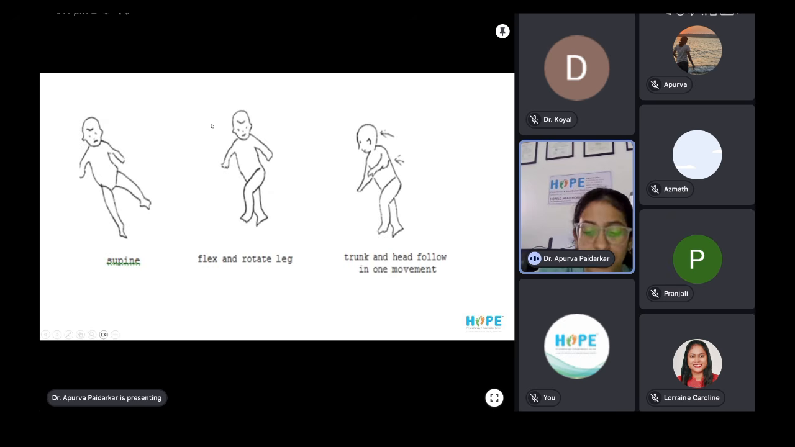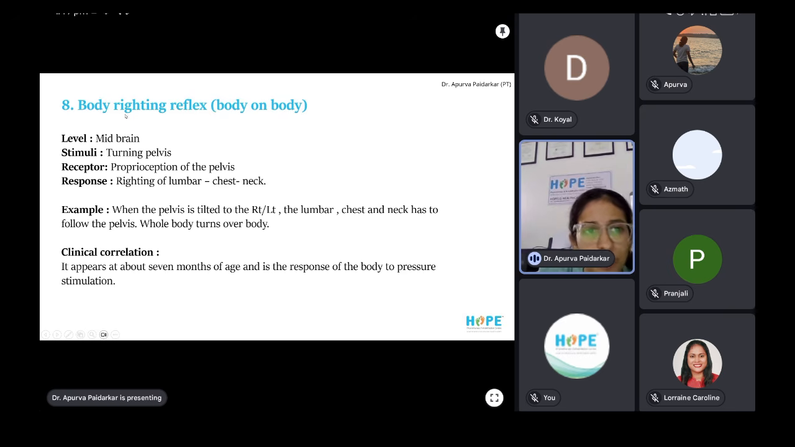Now the next is body on body, that is the body righting reflex. The level is midbrain, the stimulus is turning first the pelvis, whereas before it was the neck. Here it is the pelvis, the receptor would be proprioception of the pelvis, and the response will be righting of the lumbar followed by the chest and neck. So for example, when the pelvis is tilted to the right or left, the lumbar, the chest and the neck have to follow the pelvis and the whole body turns over the body.